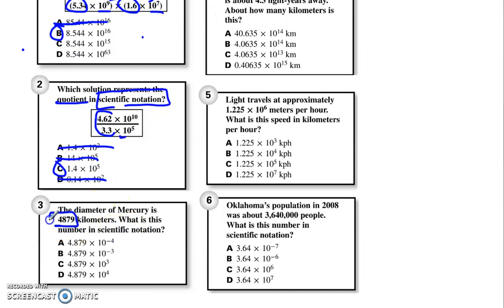Number 3. This number in scientific notation, we have 4,879. We have to move this over 1, 2, 3 places. Okay, so this is a large number. This is not a fraction, so we're not going to have a negative exponent. Negative exponents are for fractions because they mean division. So we moved it 3 places, which gives us C, 10 to the 3rd.